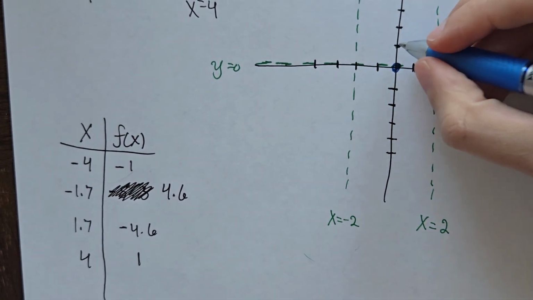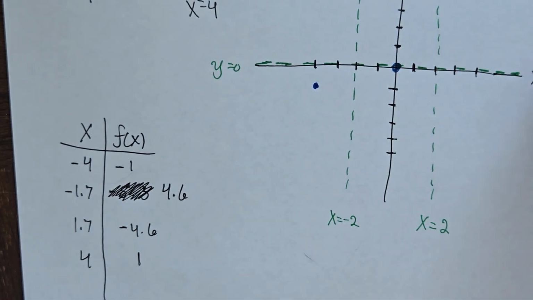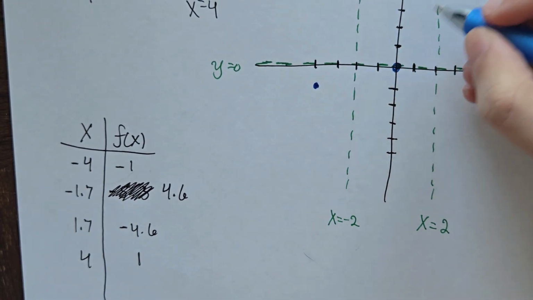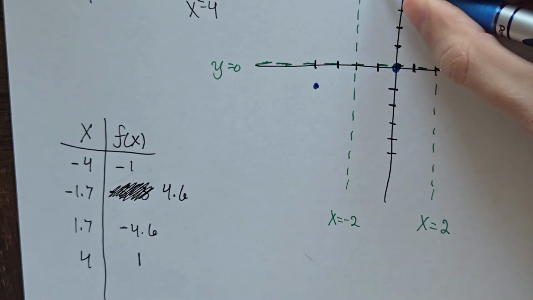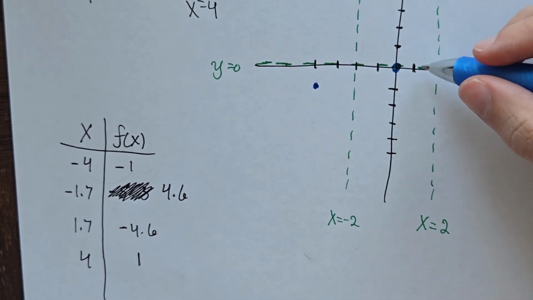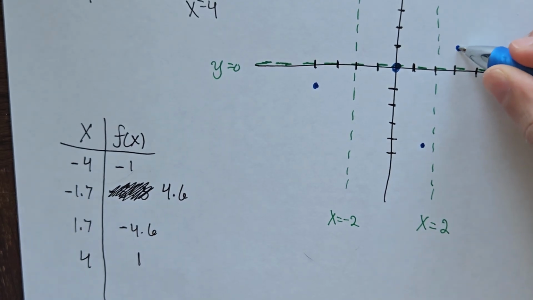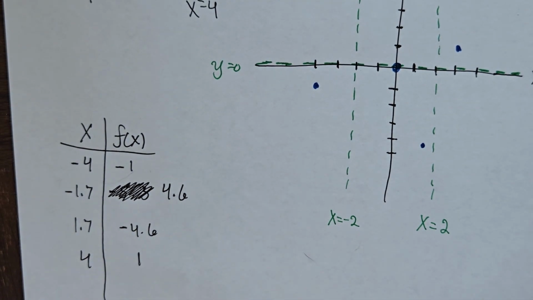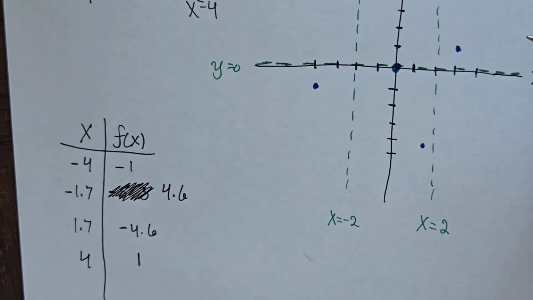So adding my point at negative 4, negative 1 would get me down here. Adding my point at negative 1.7, positive 4.6 would get me about right here. Again, it doesn't have to be perfect, but as long as it's in the approximate location. And then adding it at 1.7, excuse me, 1.7, negative 4.6 would be down here. And then 4, 1 would be up here, right? Now what this tells me then is I need to approach the vertical asymptotes from the given directions that I have these points being mapped out in.